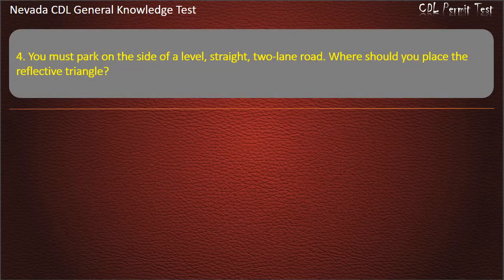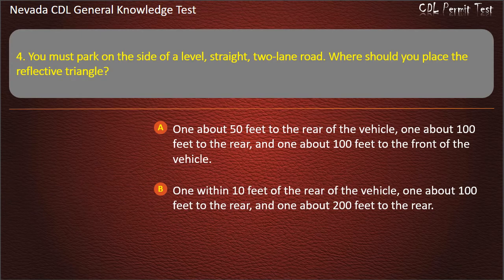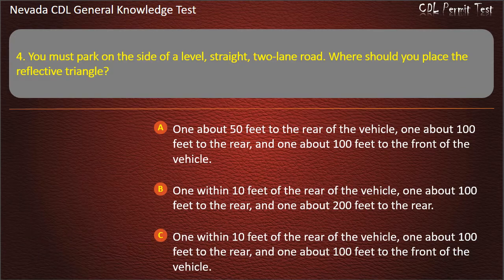Question 4. You must park on the side of a level, straight, two-lane road. Where should you place the reflective triangles? One about 50 feet to the rear of the vehicle, one about 100 feet to the rear, and one about 100 feet to the front of the vehicle. One within 10 feet of the rear of the vehicle, one about 100 feet to the rear, and one about 200 feet to the rear. One within 10 feet of the rear of the vehicle, one about 100 feet to the rear, and one about 100 feet to the front of the vehicle. Answer. One within 10 feet of the rear of the vehicle, one about 100 feet to the rear, and one about 100 feet to the front of the vehicle.